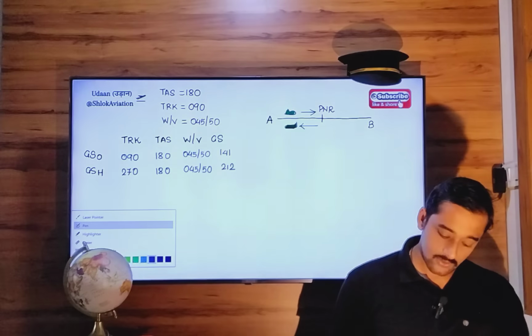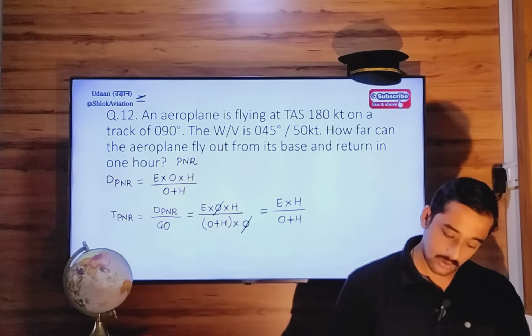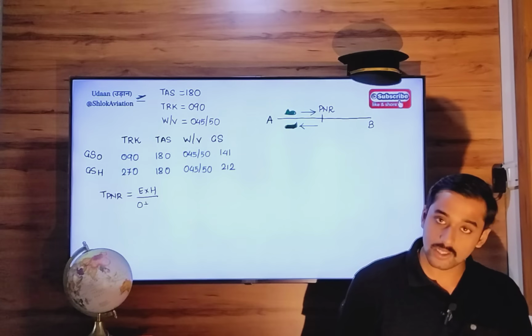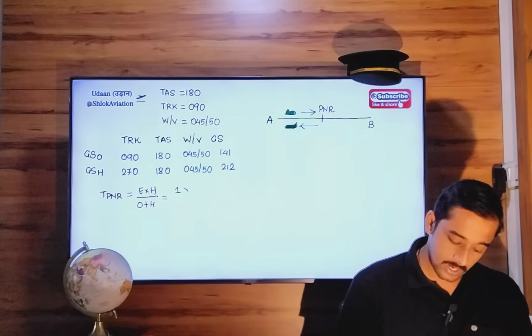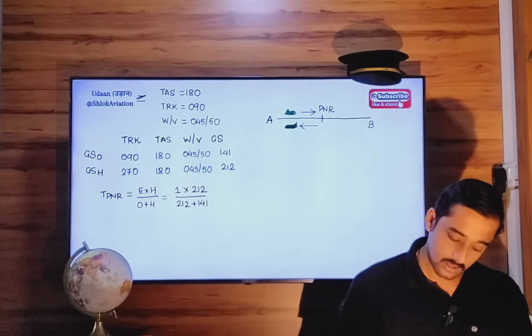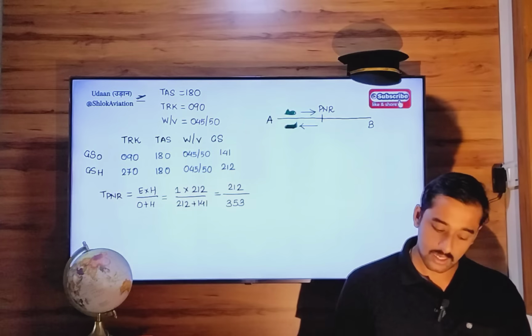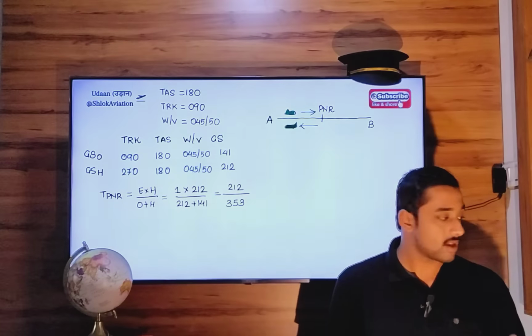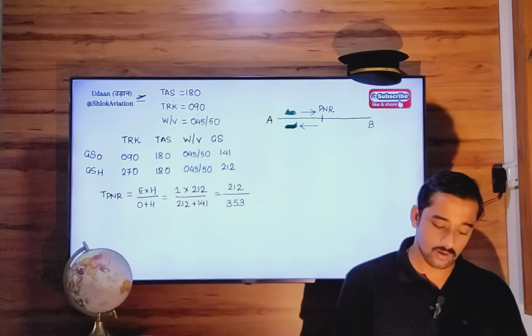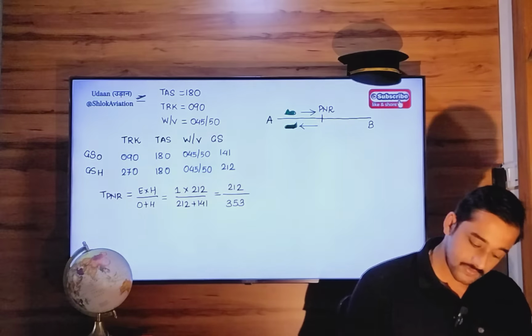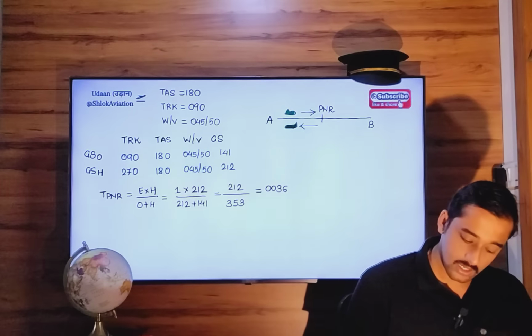So putting these values in your time to PNR formula, time to PNR equals endurance into homebound speed divided by outbound plus homebound. So 1 multiplied by 212 divided by 212 plus 141. So 212 divided by 353 equals 36 minutes.